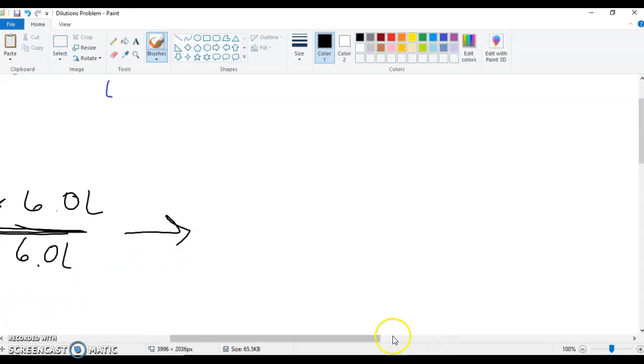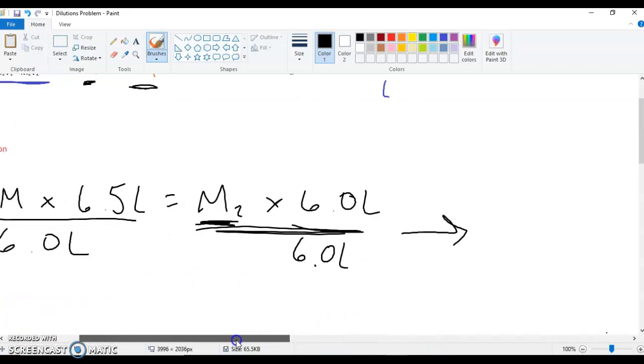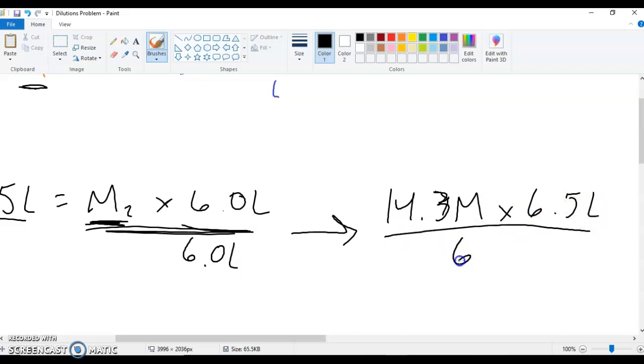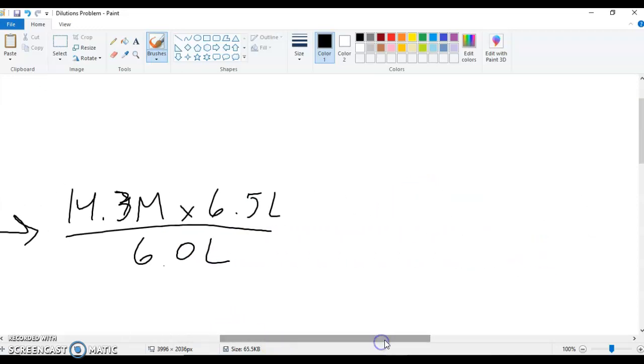And so I now have 14.3, that's a 3 molar, times 6.5 liters over 6.0 liters equals M, excuse me, equals M2.